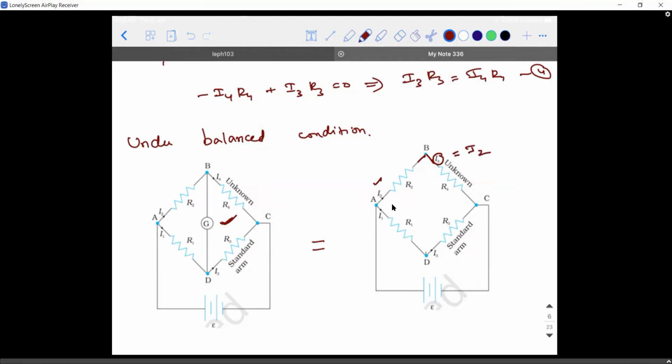Why? Because R2 and R4 are connected in series. In a similar way, if this is I1, what will be the value of I3? Is it not going to be I1? Because R1 and R3 are connected in series.